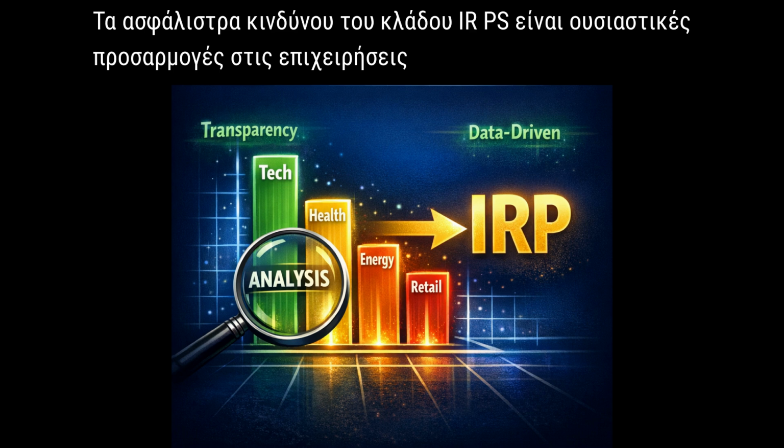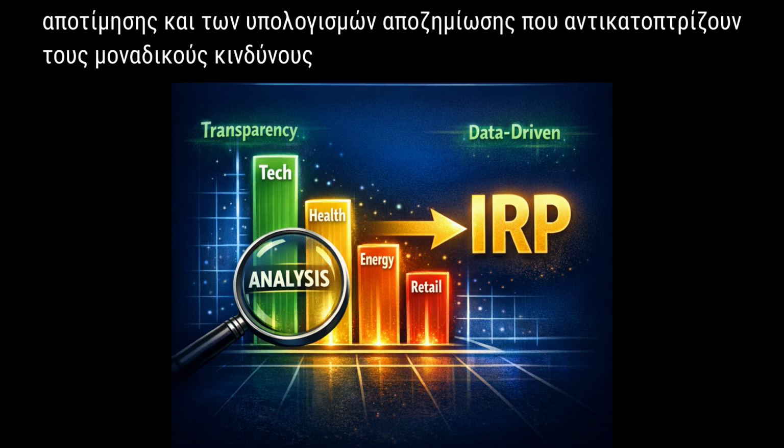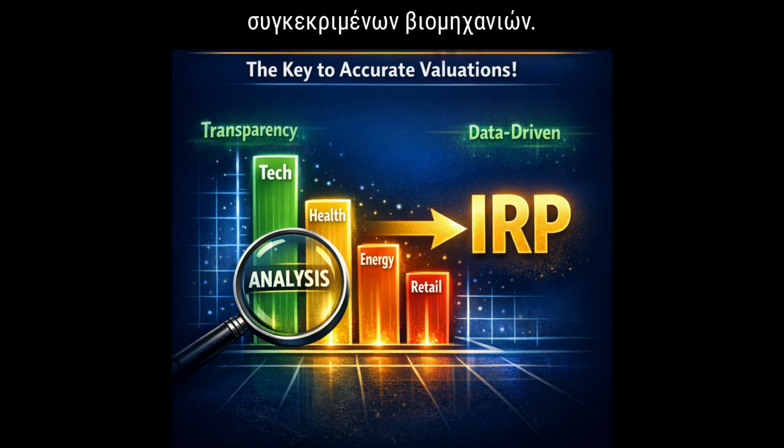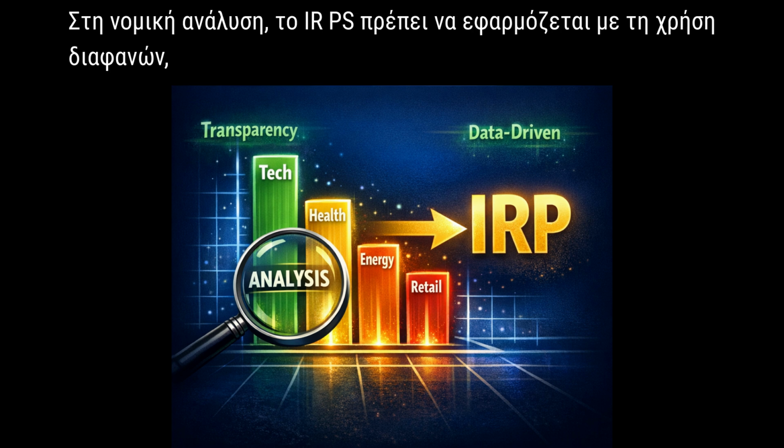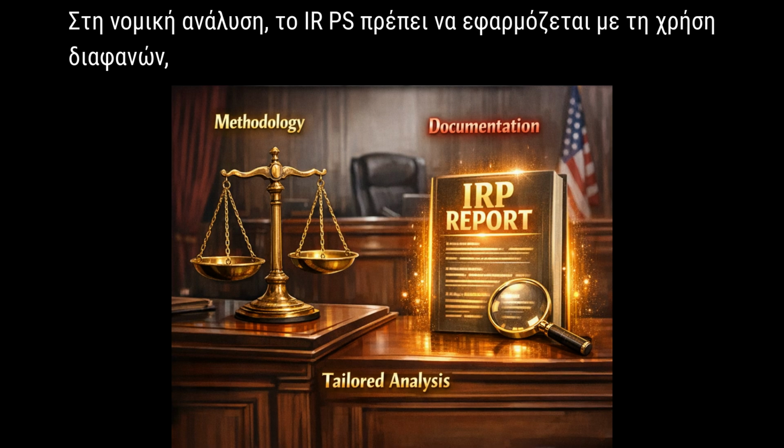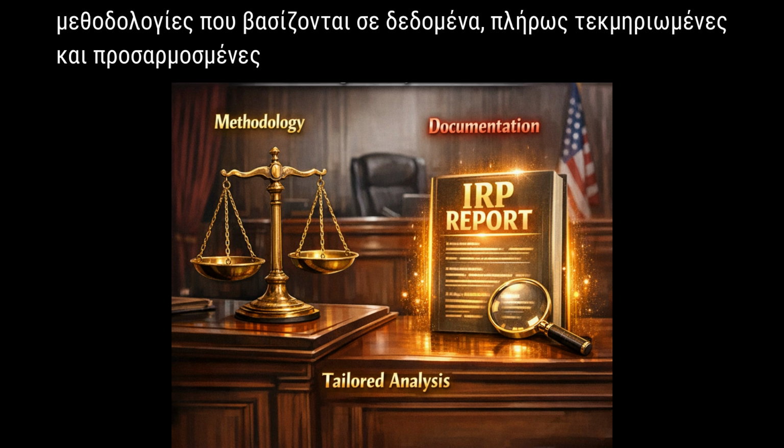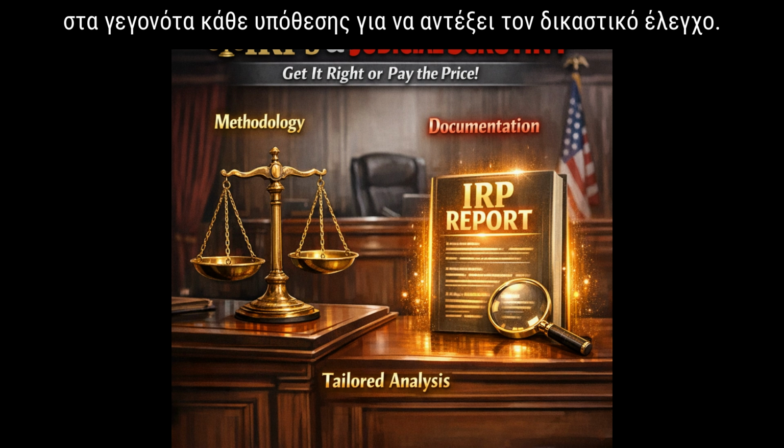Industry risk premiums, IRPs, are essential adjustments in business valuation and damages calculations, reflecting the unique risks of specific industries. In legal analysis, IRPs must be applied using transparent, data-driven methodologies, thoroughly documented, and tailored to the facts of each case to withstand judicial scrutiny.